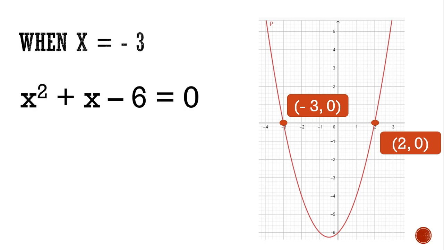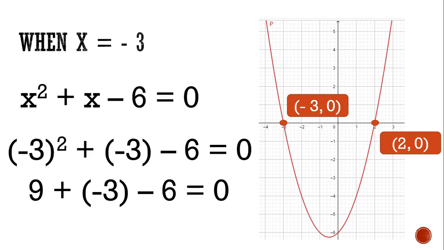of the polynomial equation. When x is equal to negative 3, by substituting into the equation, negative 3 squared plus negative 3 minus 6 is equal to 0. That is 9 plus negative 3 minus 6 is equal to 0. Therefore, negative 3 satisfies the polynomial equation x squared plus x minus 6 is equal to 0. Then, negative 3 is a root of the polynomial equation.